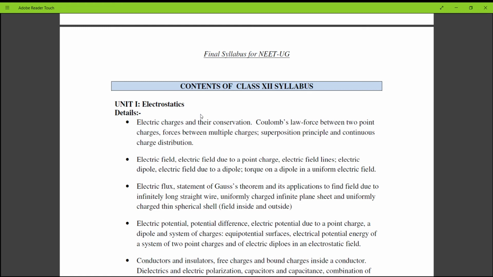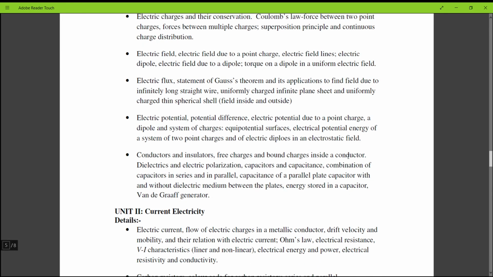Conductors and insulators. Free charges and bound charges inside a conductor. Dielectrics and electric polarization. Capacitors and capacitance. Combination of capacitors in series and in parallel. Capacitance of a parallel plate capacitor with and without dielectric medium between the plates. Energy stored in a capacitor and Van de Graaff generator. So this was the chapter 1.